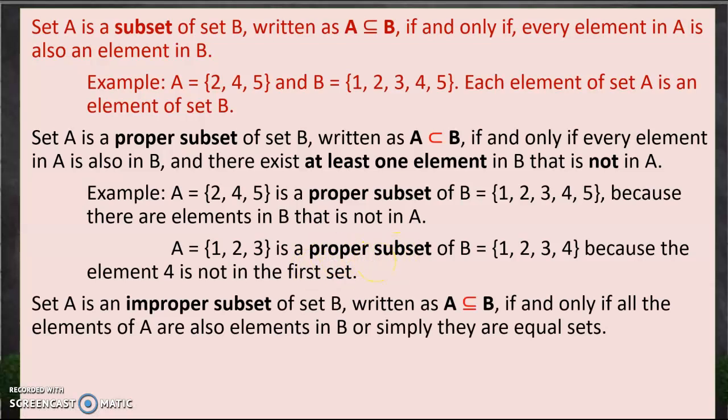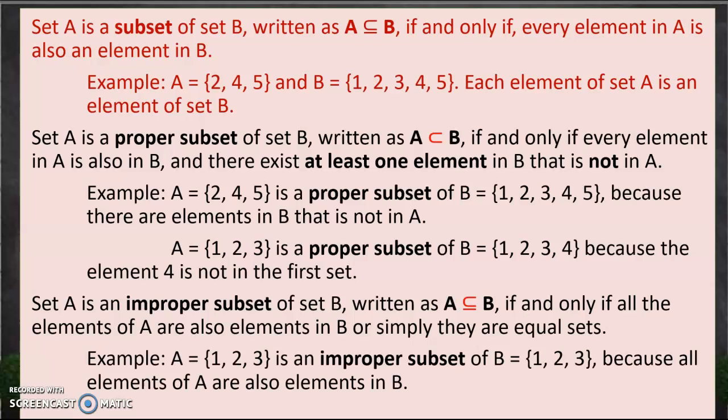Next, set A is an improper subset of B, written with this symbol for improper subset. So it is the same as subset, if and only if all the elements of set A are also elements in B, or simply they are equal sets. So for example, set A is {1, 2, 3}, an improper subset of set B, {1, 2, 3}. As you can see, they are equal sets. So set A is an improper subset of set B.